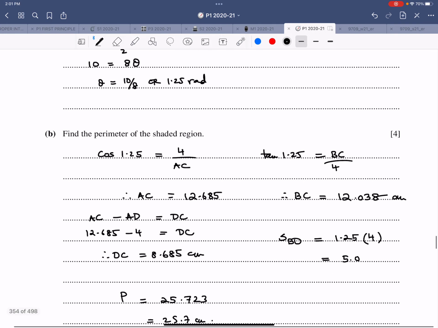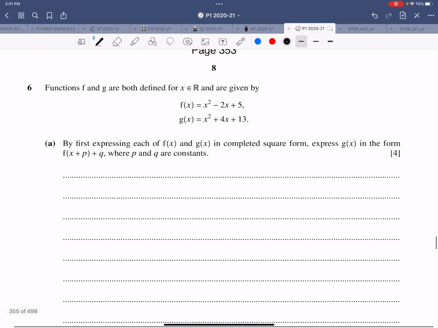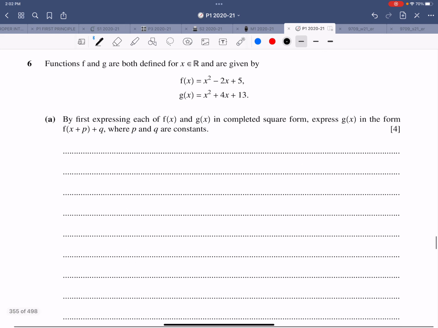Next question. Functions again, but this time it looks like transformation of functions. So this is transformation. Now the question says functions f and g are both defined by such and such for all real numbers. Fx is there, gx is there. First of all, change it into the completed square form, and then this is about transformation.